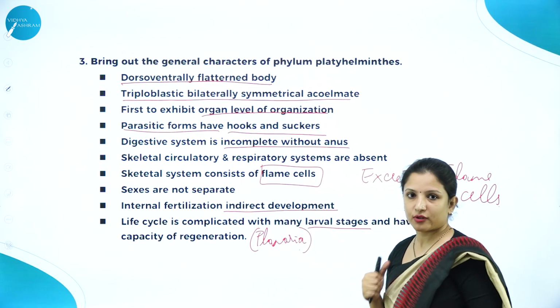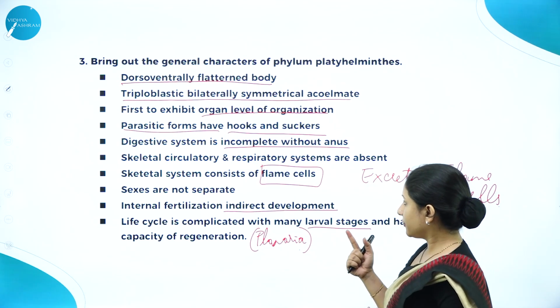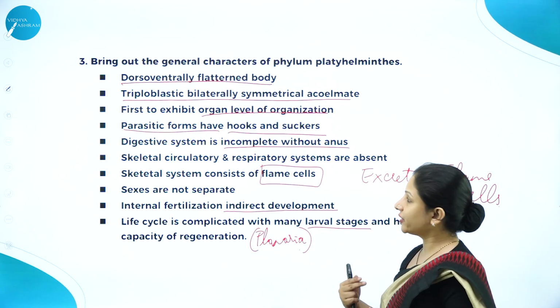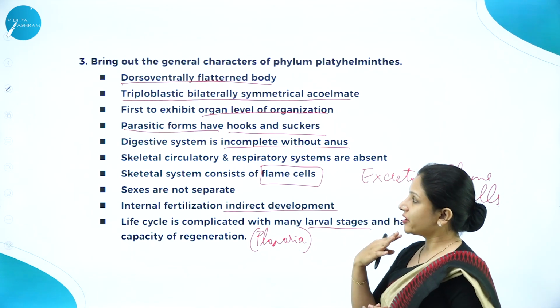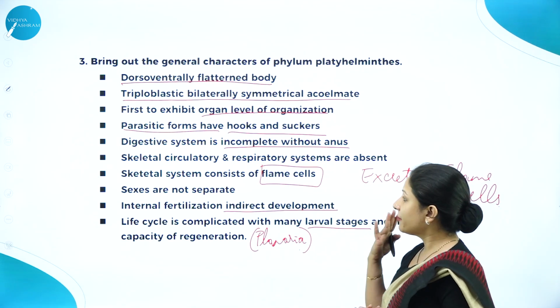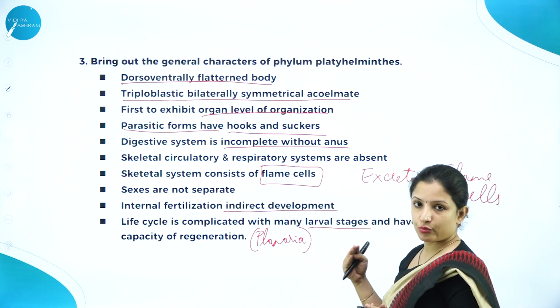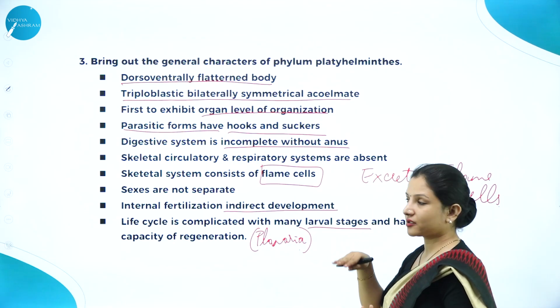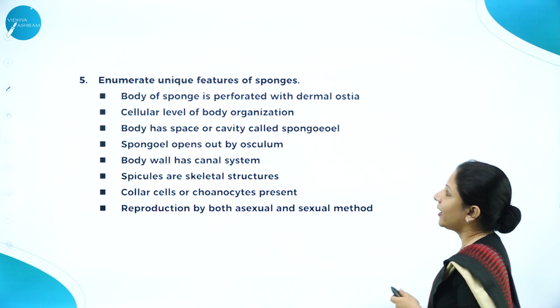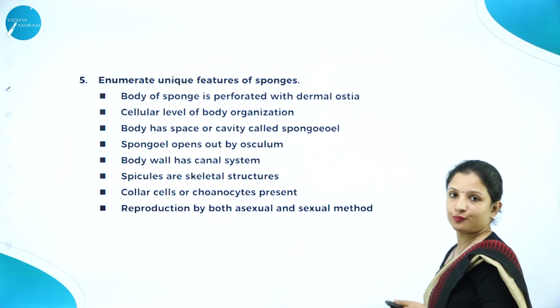So, you have to mention the flame cells. You have to mention their regeneration capacity. You have to mention their dorsoventrally flattened body. You have to mention that they are parasitic, that is, they are ectoparasites with hooks and suckers. Mentioning all that is very, very important because these are some of the peculiar characteristics which should be there along with the other points. So, next question, enumerate unique features of sponges.